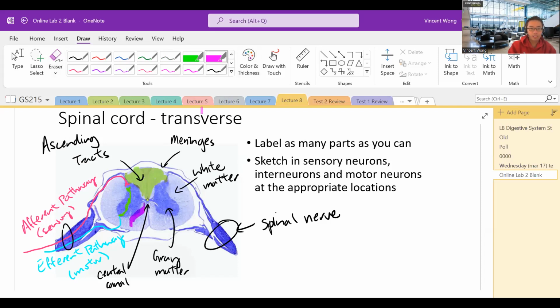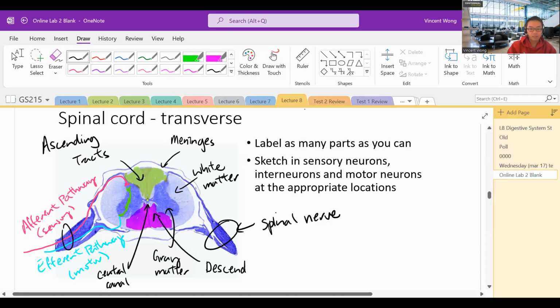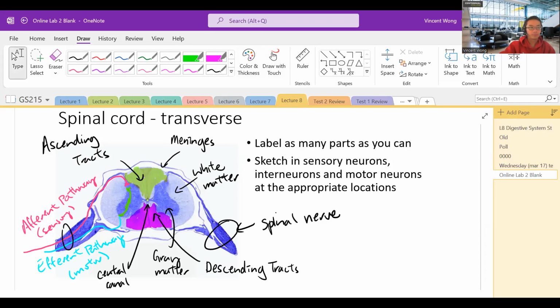And at the front, that is where you will have the descending tract. Okay, when it comes back down. Okay, so that's everything we should know about the spinal cord.